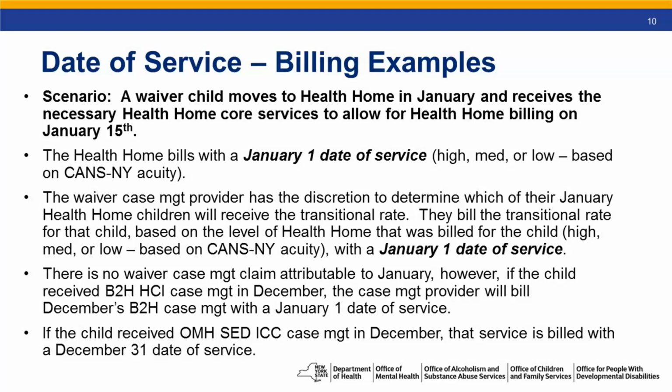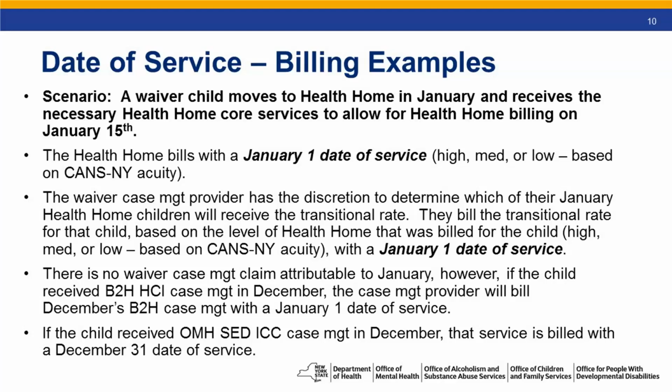So that means that if you are providing health home services to Susan Smith, and Susan Smith is a medium based on her CANS New York acuity, and you choose to bill Susan Smith transition, she also needs to bill at the medium level. If you serve all high individuals, you can't then say, okay, I'm going to choose transition lows. If you serve all mediums, you can't then choose some highs and some lows. The kids need to match: the transition and their health home billing needs to match, whether they are high, medium, or low.